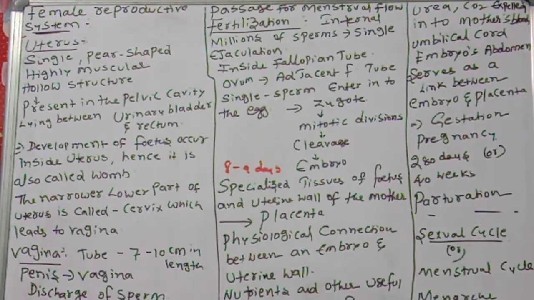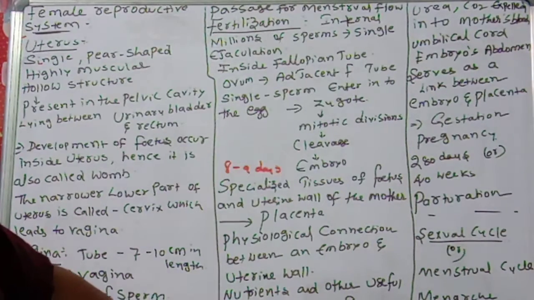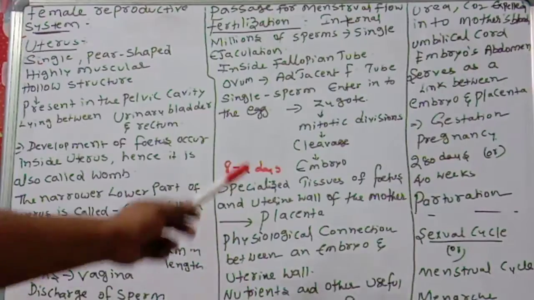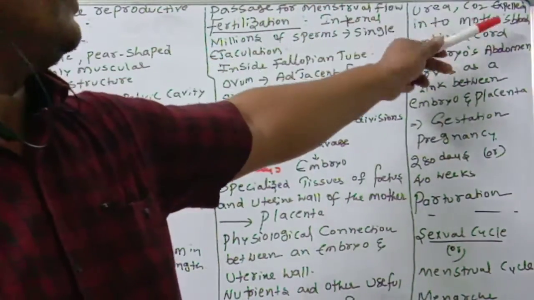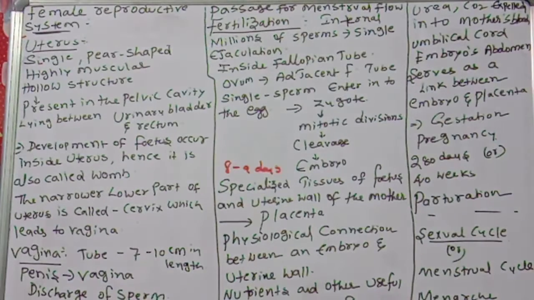What is the use of the placenta? That is important. The placenta is mainly useful to supply nutrients and other useful substances from the mother's blood to the fetus. Next, urea and carbon dioxide are expelled into the mother. So what are the wastes the fetus will release? Urea and carbon dioxide, expelled into the mother's blood through the placenta only.